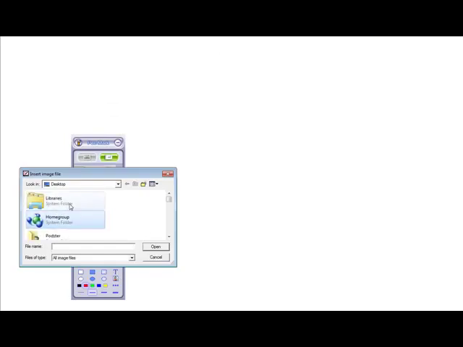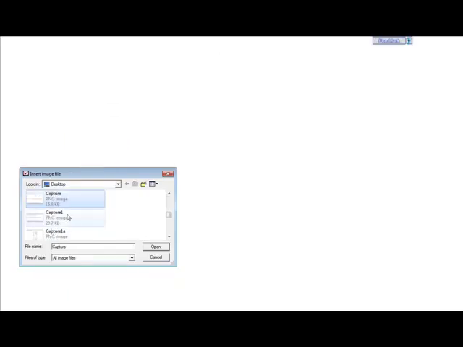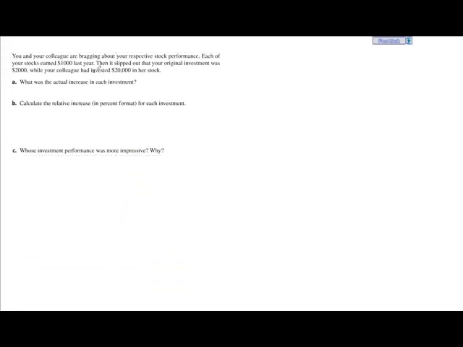The next example we'll take a look at deals with the same idea, except the information that we're given, we're kind of needing to determine what is actual change and what is relative change. So you and your colleague are bragging about your respective stock performance. Each of your stocks earned $1,000 last year. Then it slipped out that your original investment was $2,000 while your colleague had invested $20,000 in her stock. So we're going to have an actual change for you and an actual change for your colleague, and I'll label these ACY and ACC.